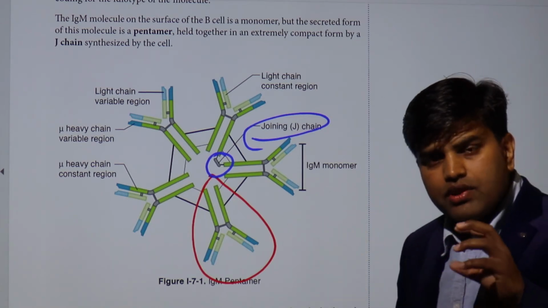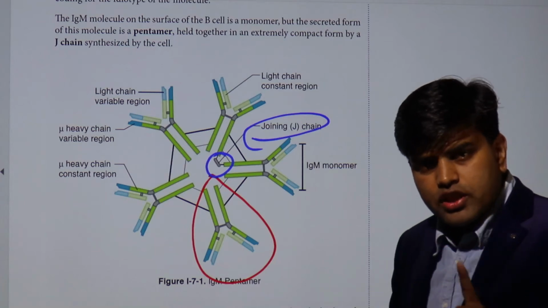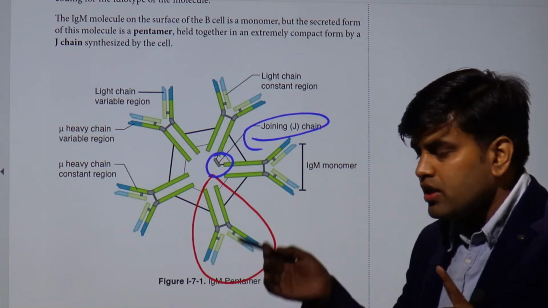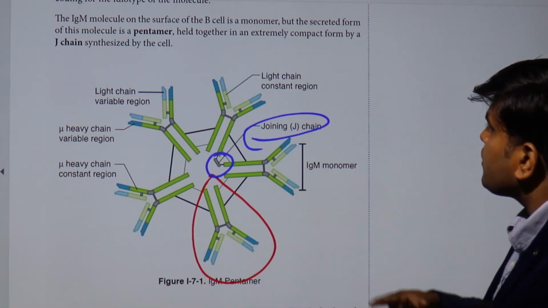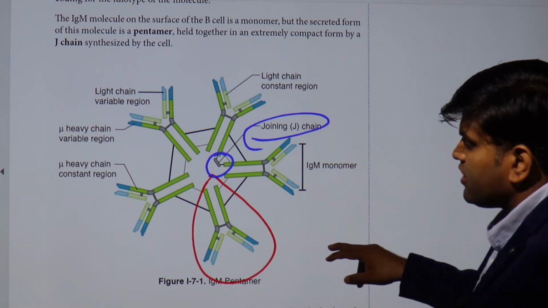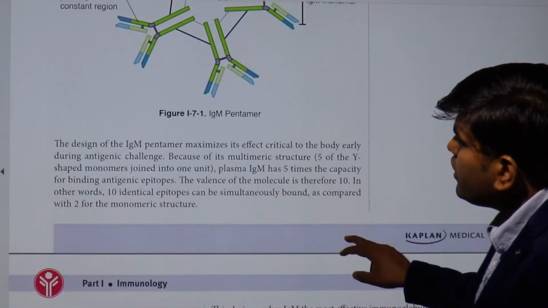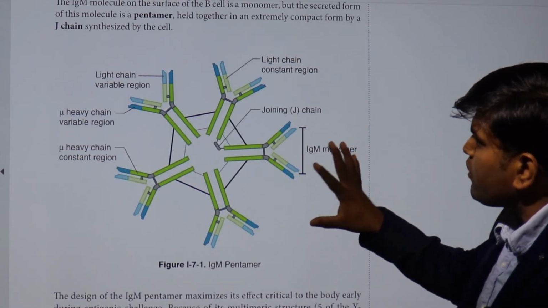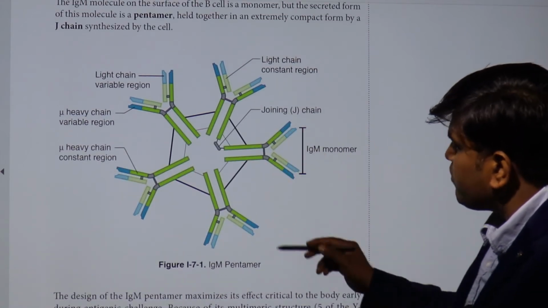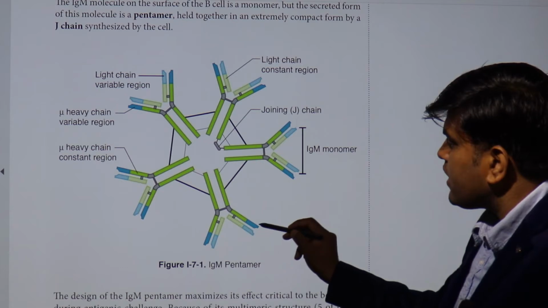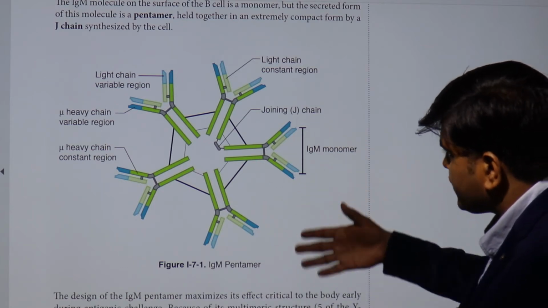So on the surface of the B cell, it is only in single unit, that is monomer, but during secretion, they will be in the pentamer, held together by the J chain synthesized by the cell. So you have to understand about this pentamer, why it is called pentamer. One antibody has 2 binding sites, so the valency will be 10, which we will discuss over here.